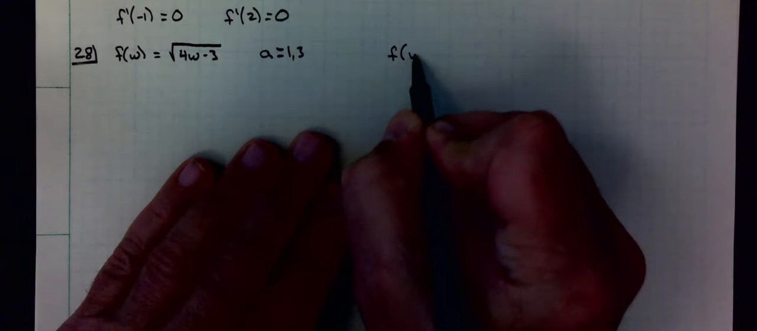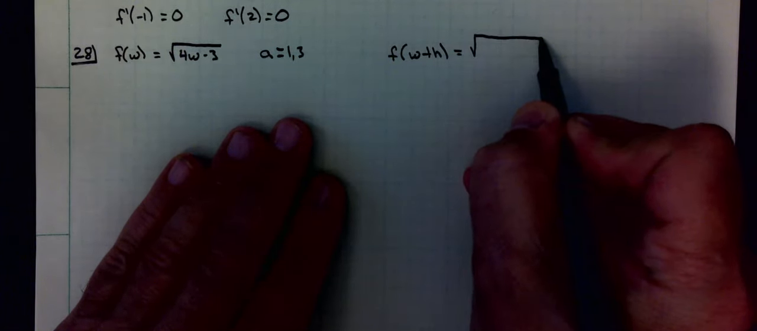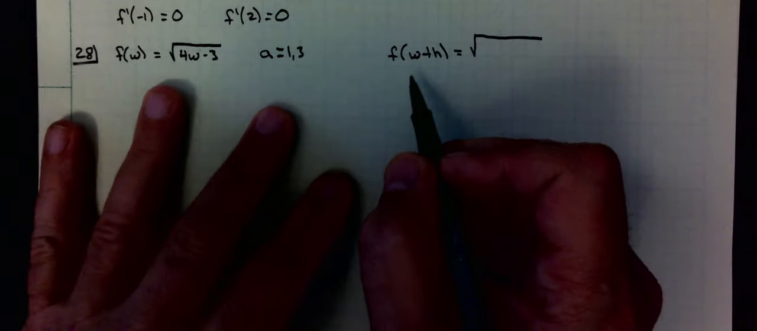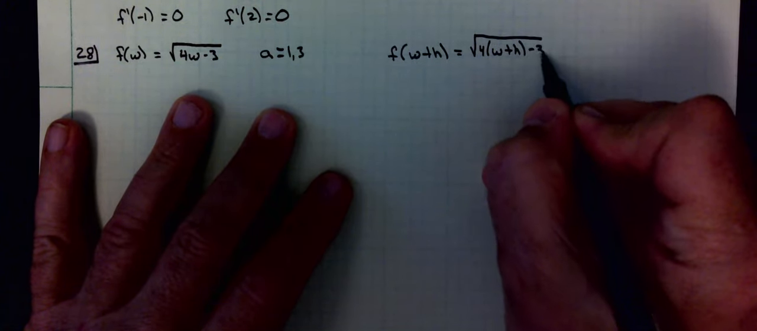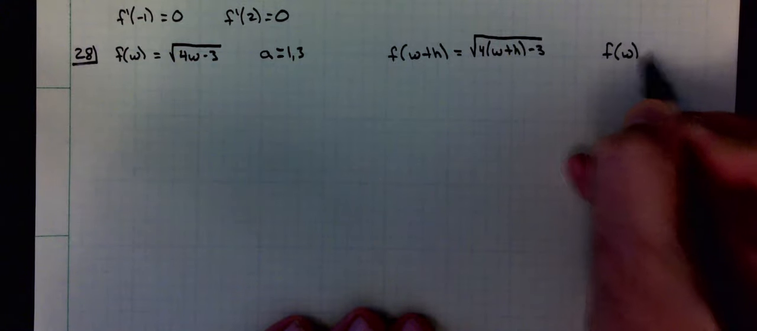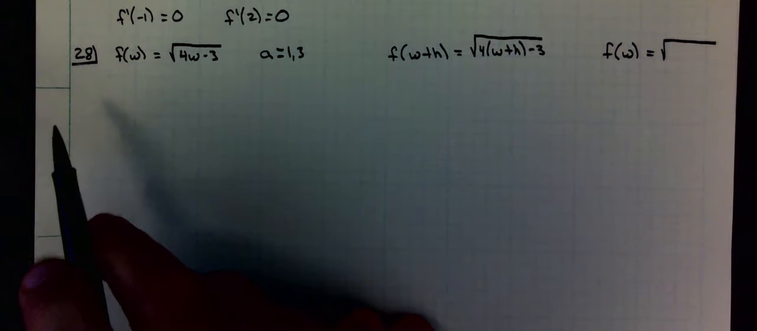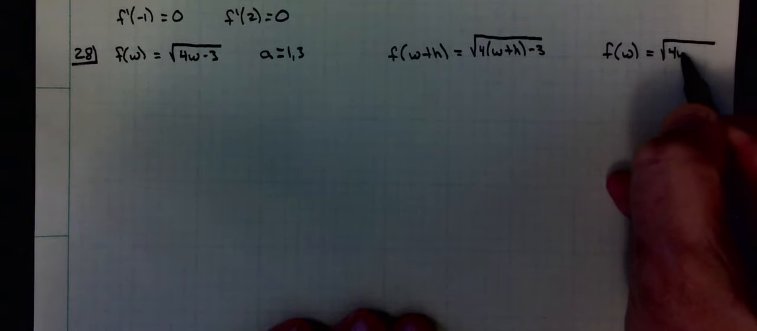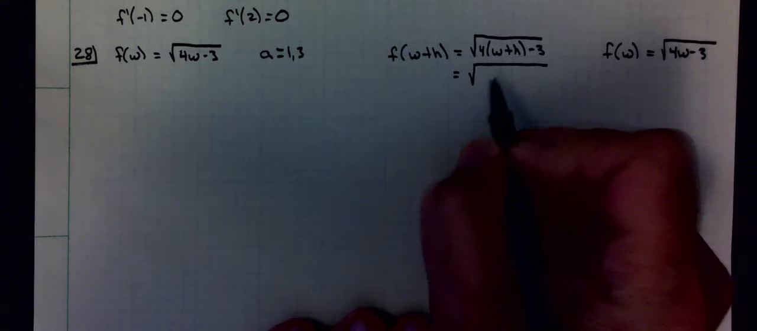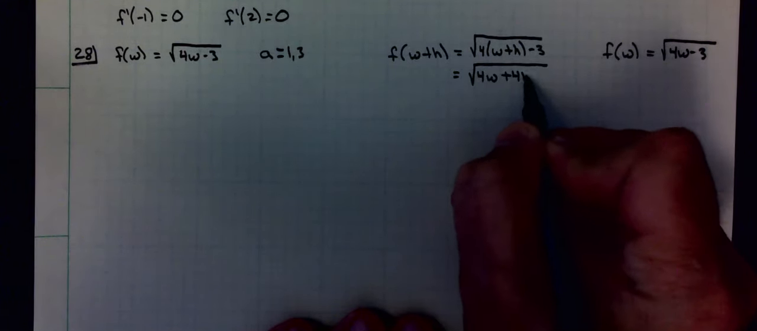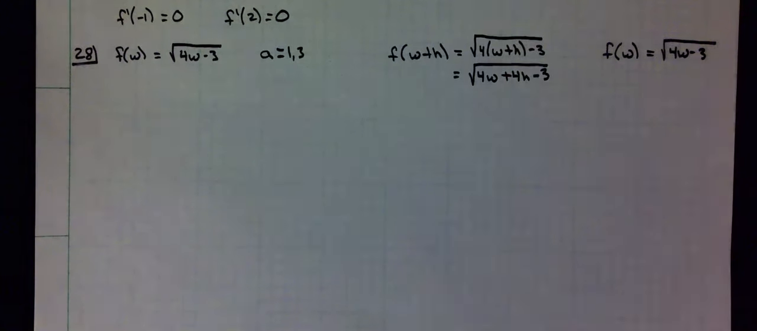So the first thing I'm going to do is find f of w plus h. I'm going to copy down the original function, except where there's a w, put parentheses. Inside the parentheses, I'm going to put w plus h. f of w plus h is equal to the root of 4 times w plus h minus 3. I'm going to do some distributing in here: root of 4w plus 4h minus 3.